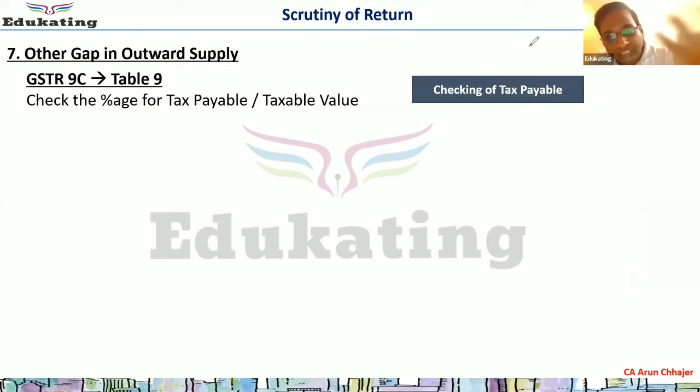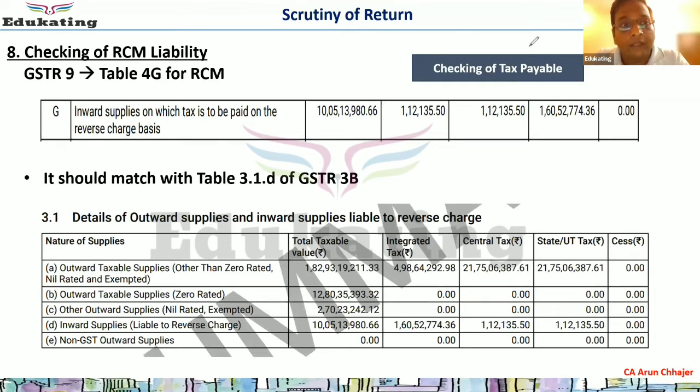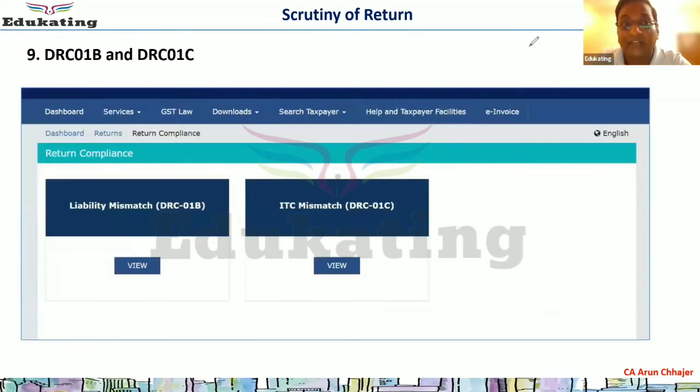Once you do this type of interlinking, what happens? I can say that you have comparatively more confidence in the respective taxpayer. Then percentage wise, which point you can trigger from this particular table 9 of the GSTR 9C. Similarly, for RCM liability, which table is to be compared? There are 3-4 tables which have to be interlinked to check whether RCM liability has been properly discharged or not and proper ITC has been taken or not.